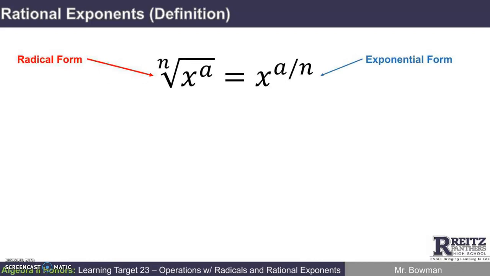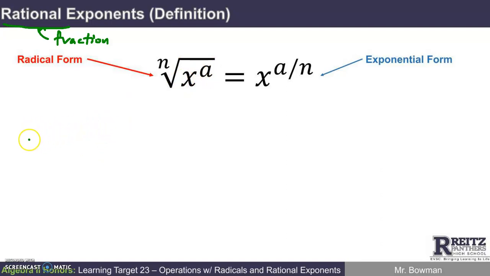So here is the definition of a rational exponent. Remember that rational essentially means fractional. So rational essentially means exponents that are fractions. So if you have x to the a over n power, that is equivalent to the nth root of x to the a. And I'll give you a couple of specific examples here.